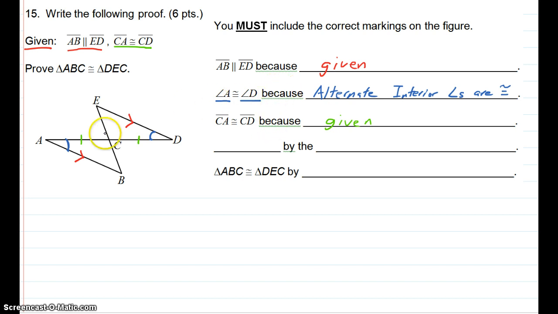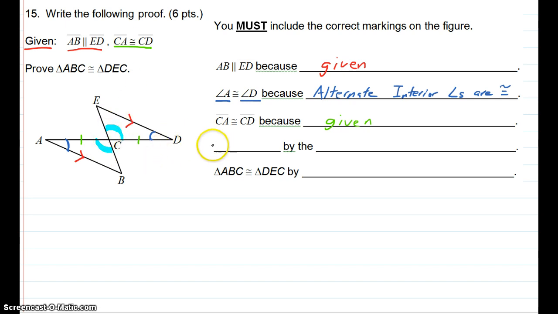So now we know an angle, we know a side. Is there any other information I know by looking at this picture? And so I want to see, do the triangles share a side? No, they don't share a side. Is there anything else I can look at and figure out? Well, when these two lines cross, what happens is they make a pair of vertical angles. And we know that vertical angles are congruent.